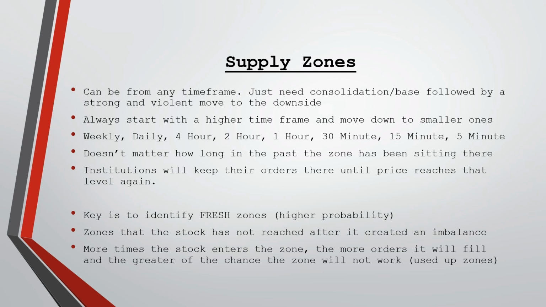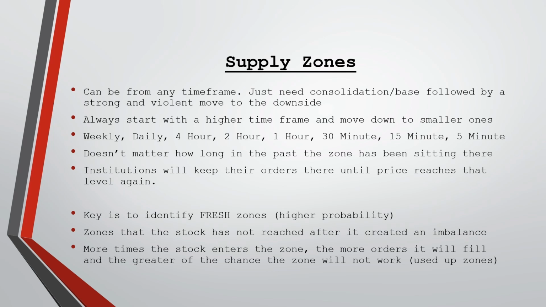You can still find supply and demand on a 5 or 15-minute chart, but I use the 5 and 15-minute charts for confirmation, candlestick rejections in a supply or demand zone, then I enter the trade. Once I get that confirmation from a smaller time frame chart, I enter and put my stop loss right above the zone. So it doesn't matter how long in the past the zone has been sitting there. All that matters is if we have a fresh zone with a lot of unfilled orders, because that's when we'll have the high probability trades.